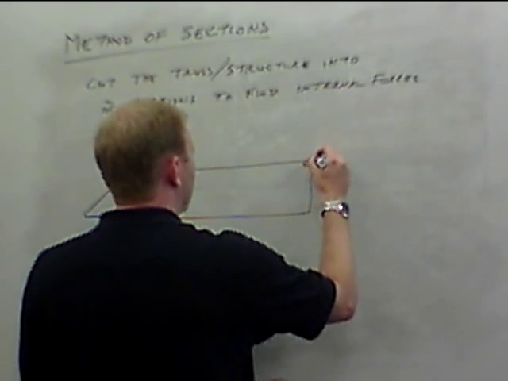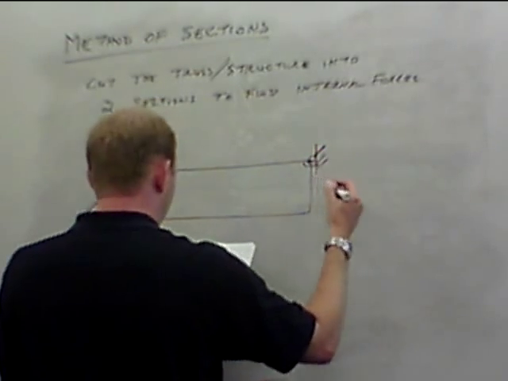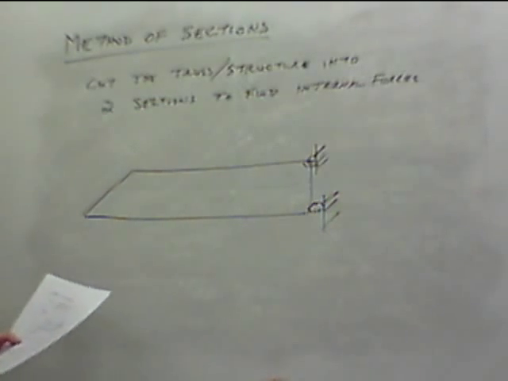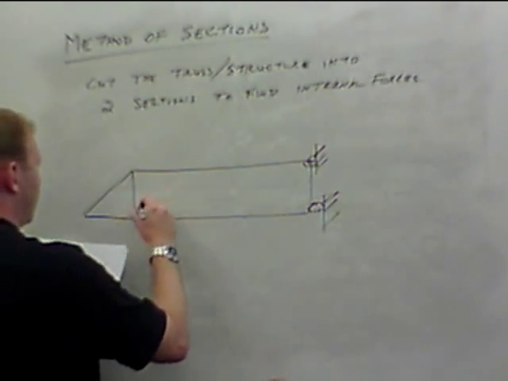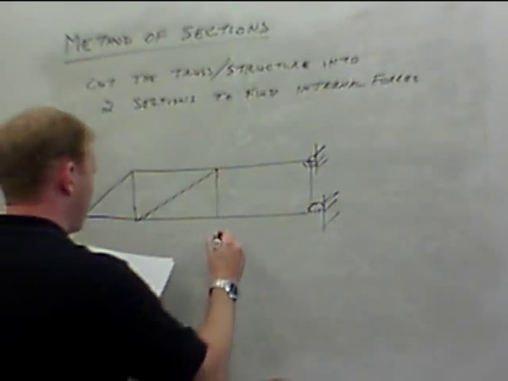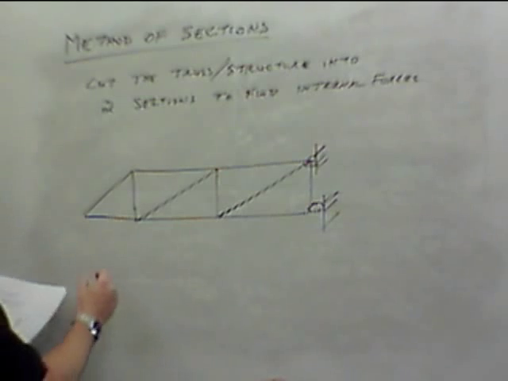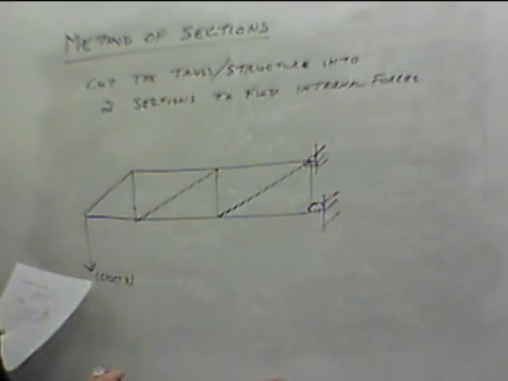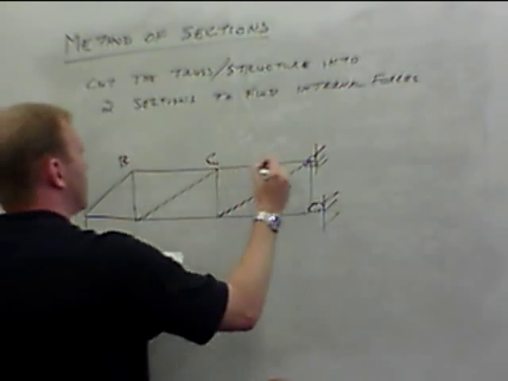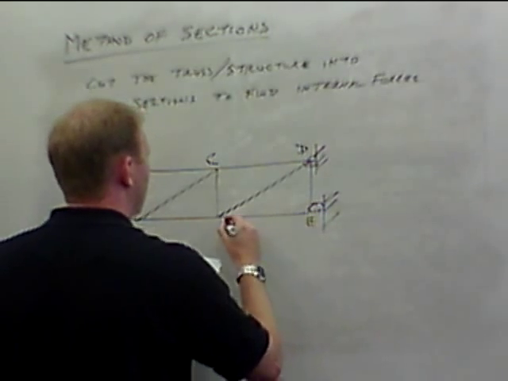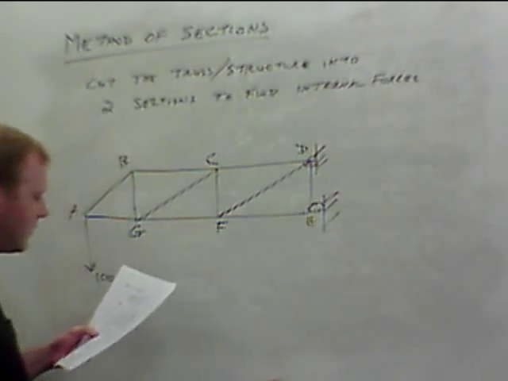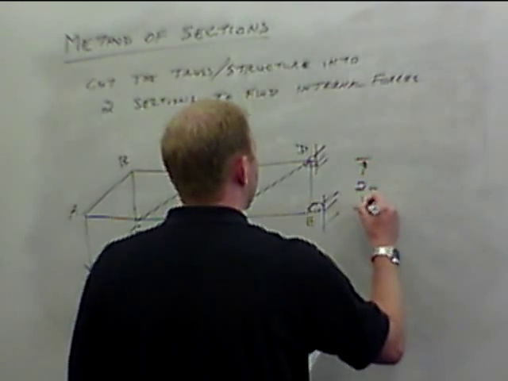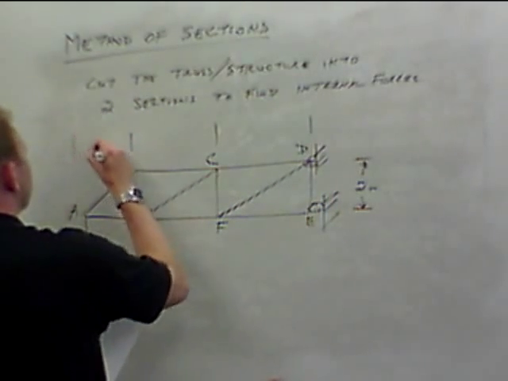In here, and a roller supporting here. Okay, and we have a lot of other garbage going on here. And we have a load over here, 1,000 newtons. And we'll do A, B, C, D, E, F, and G. Geometry here, we'll make this 2 meters. We'll make each of these also 2 meters.